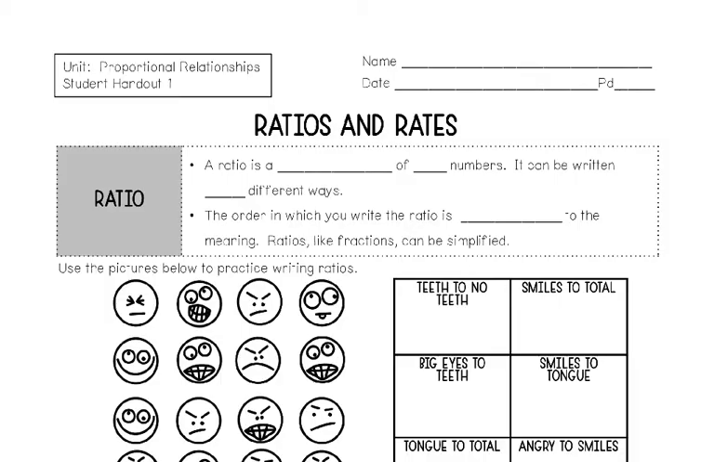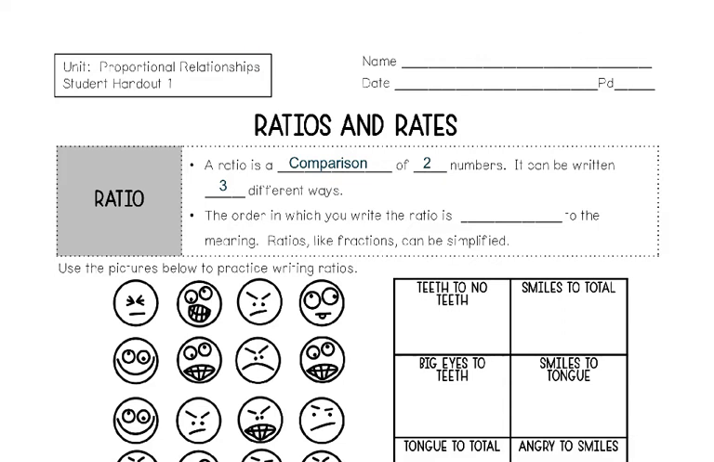Let's get started with a review of something that we should already know, and that's ratios. A ratio is just a comparison of two numbers. We can write ratios three different ways. If the ratio was 3 to 2, we could say 3 to 2. We could say 3 with the colon 2. And then we could also say 3 over 2. Those are all three different ways to write ratios.